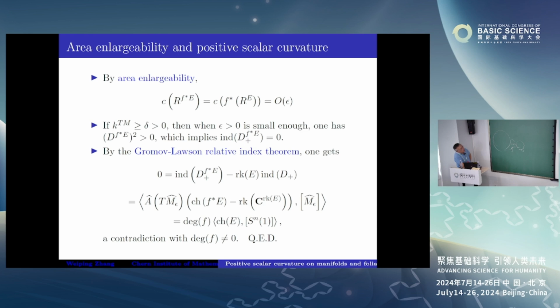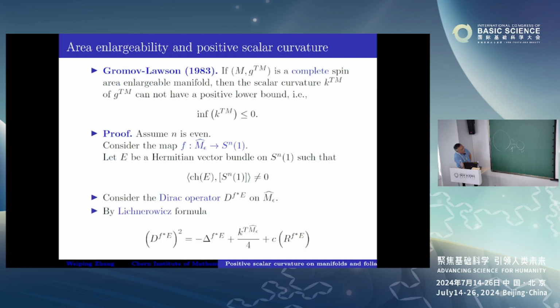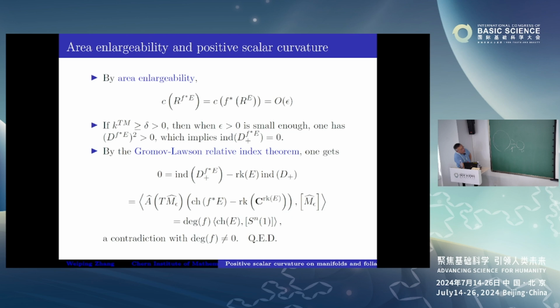So the curvature 2-form, the pullback, has an O(epsilon) term here. Where epsilon is small, this term is very small. So if we assume the scalar curvature has a uniform positive lower bound, then when epsilon is very small, you get a positive operator here. The kernel will be 0. So the relative index will be 0. So this kernel will be 0.